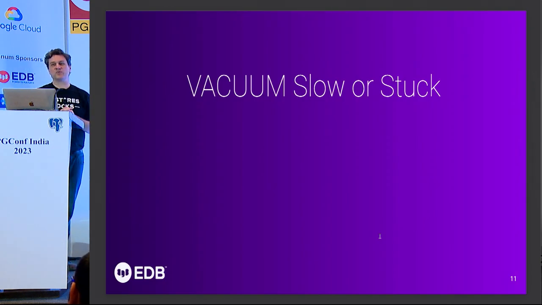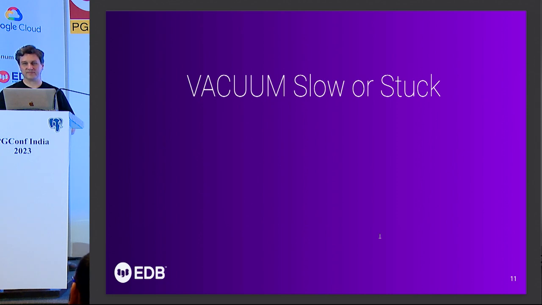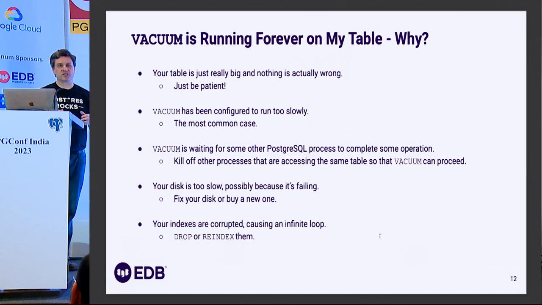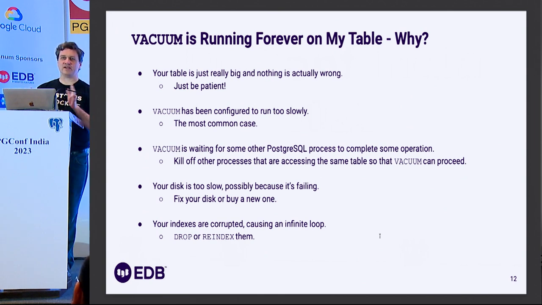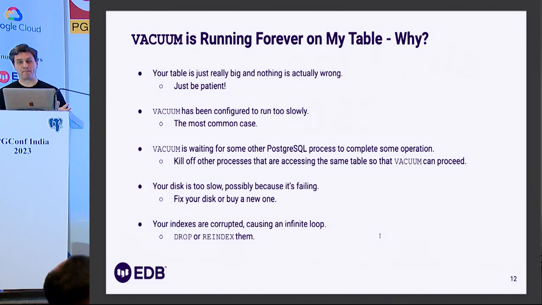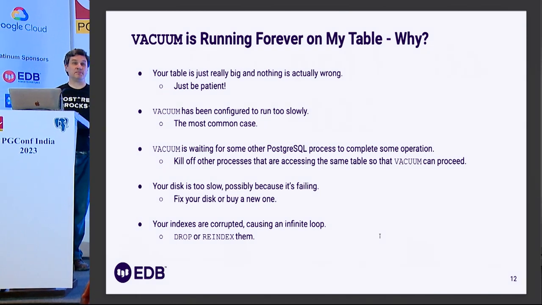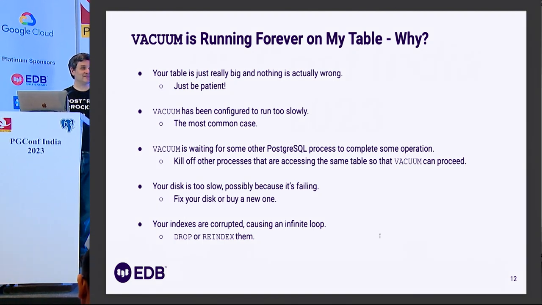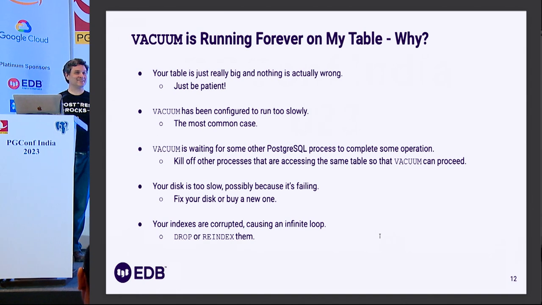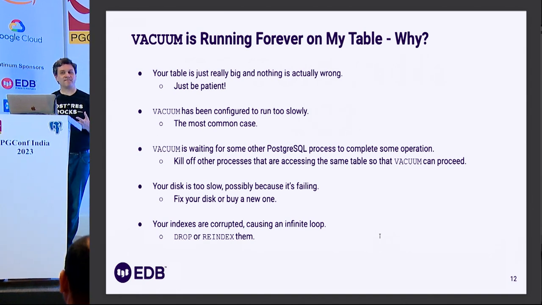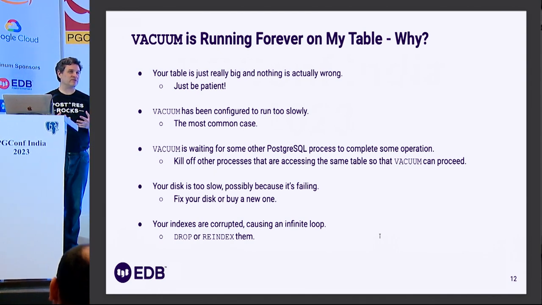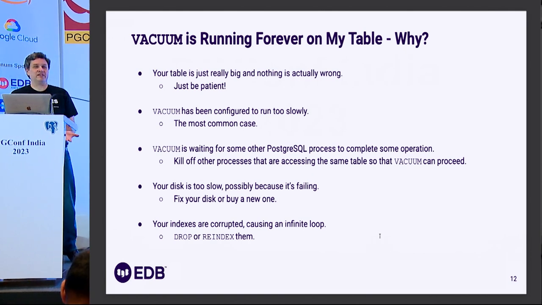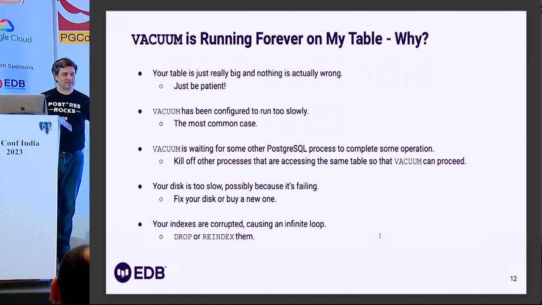First, we'll look at the cases where vacuum is slow or it's stuck. In this case, what the user usually observes is that vacuum is running forever on my table. It's just running and running, and it's not getting completed. Well, one possibility is your table is just really big. Maybe nothing is wrong. Just be patient. Wait for it to finish. I want to mention this case because sometimes people overreact to vacuum using a lot of resources. Vacuum is important. We have to provide resources for it. We can't decide not to do it. It's not going to work.